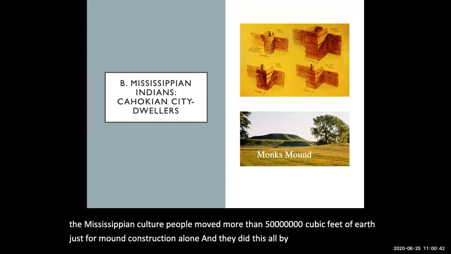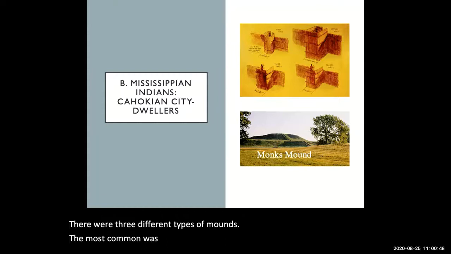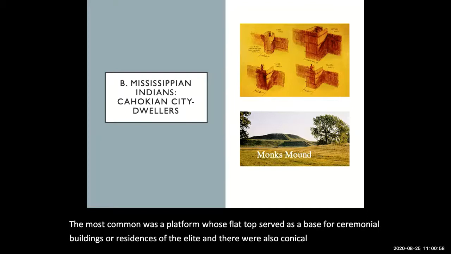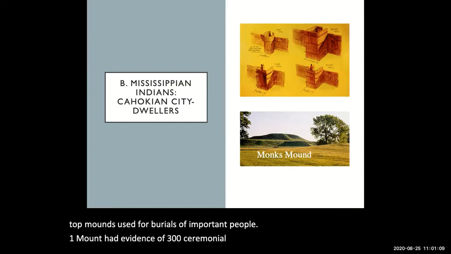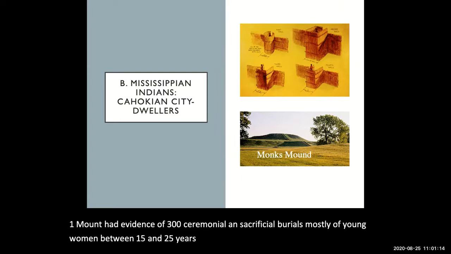There were three different types of mounds. The most common was a platform, whose flat top served as a base for ceremonial buildings or residences of the elite. And there were also conical mounds and ridgetop mounds used for burials of important people. One mound had evidence of 300 ceremonial and sacrificial burials, mostly of young women between 15 and 25 years old, in mass graves.